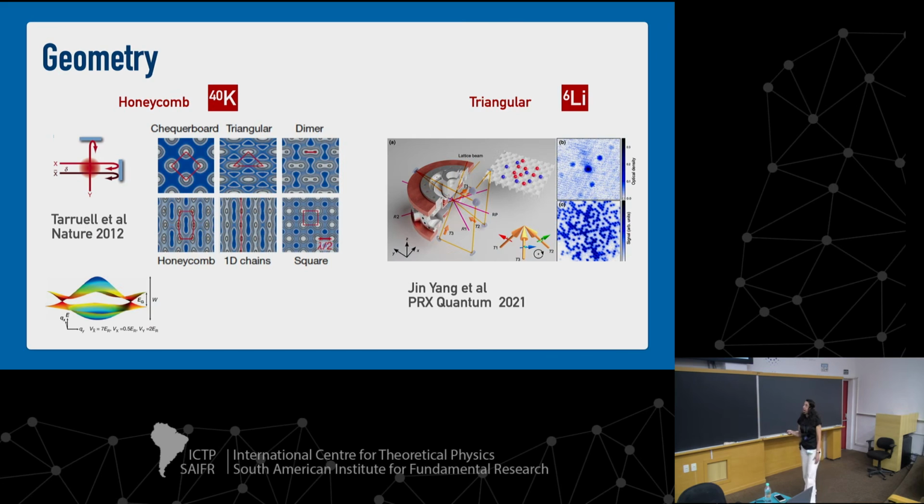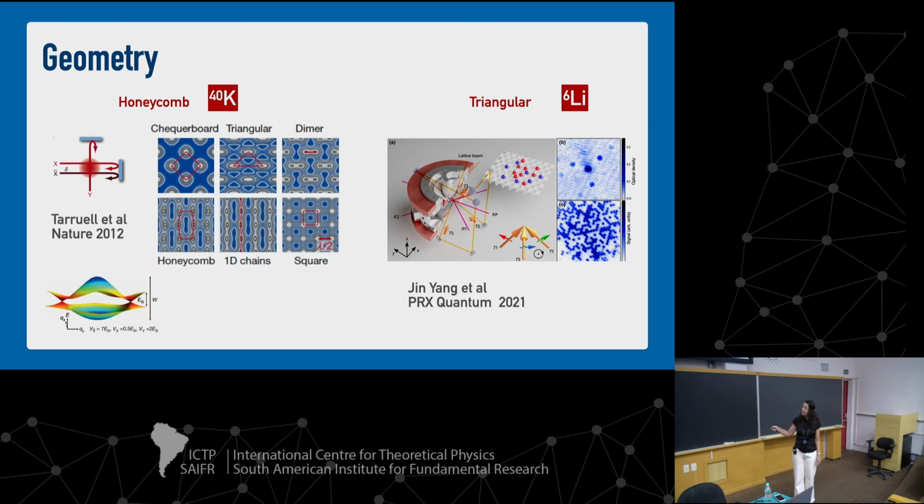I'm talking more about geometry tomorrow, but people are really smart and can use different lasers pointed in different directions. So if instead of having four lasers at right angles, you have six at 120 degrees, you can generate a triangular lattice. Or if you detune, you can do amazing things, like a checkerboard.